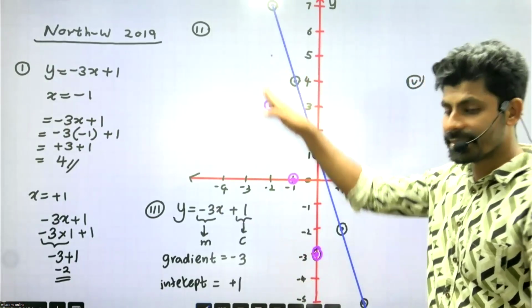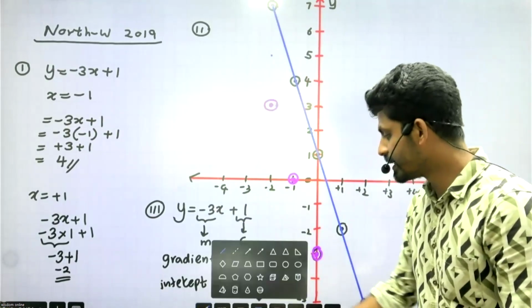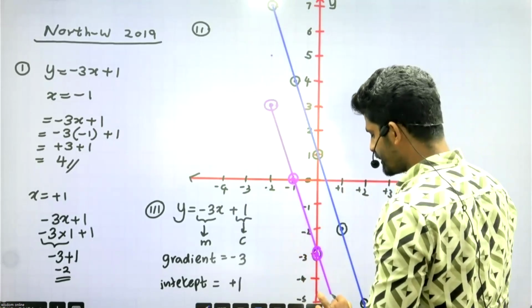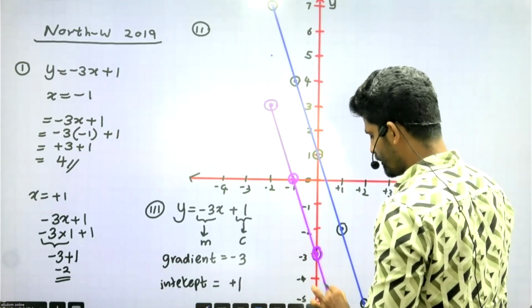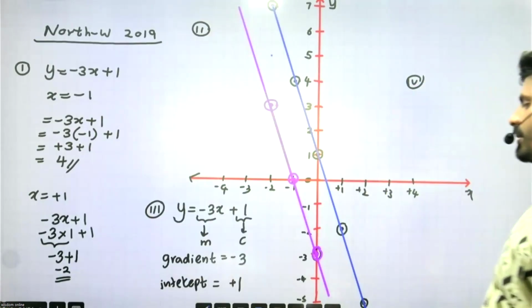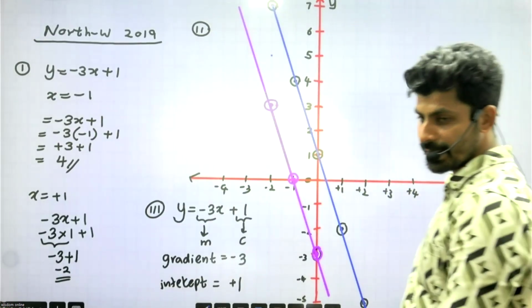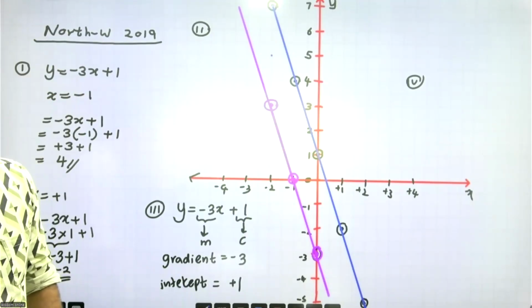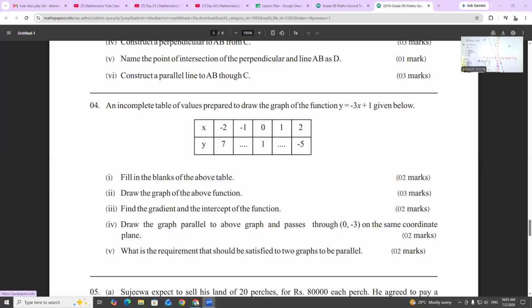And this is the new parallel line. Then we can draw this one. Yes, this is the new parallel line. Question number 4, draw the parallel line above, is done.